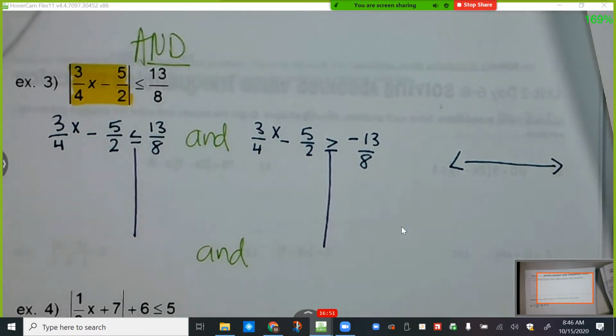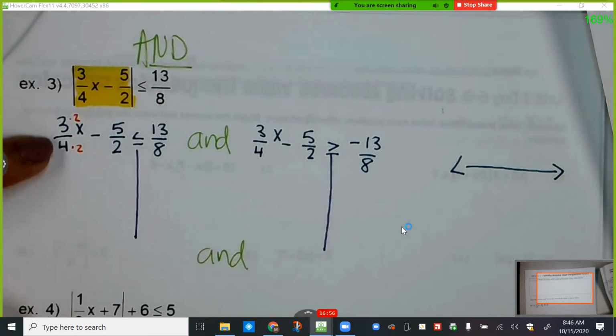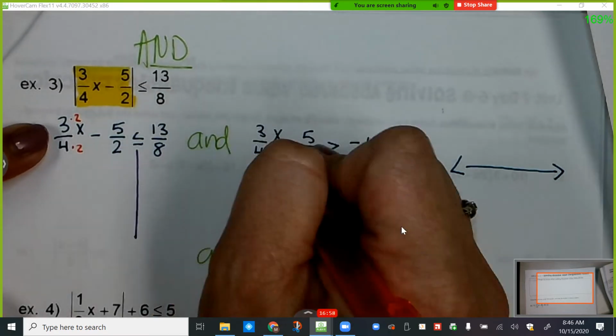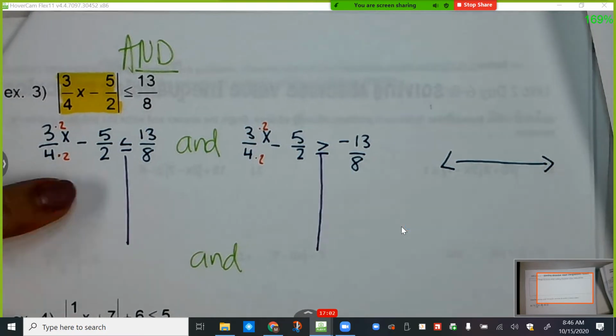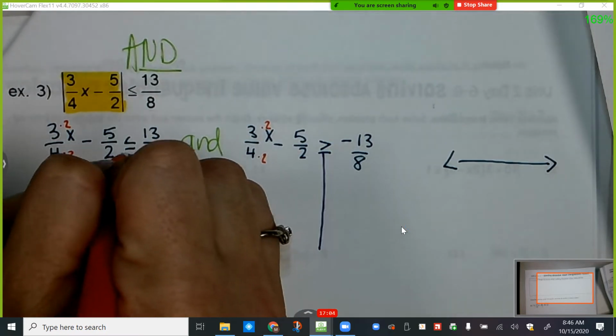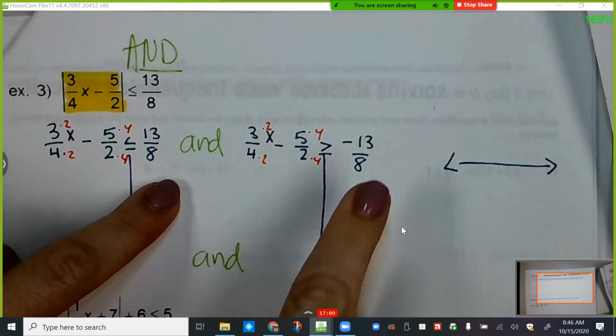Okay, so 4 times 2 is 8. So what I do on the bottom, I have to do to the top. That's what keeps it equivalent. So I can do that to both inequalities. 2 times what? 4. So top and bottom, top and bottom. And then that one's already 8, so we're going to leave it alone.